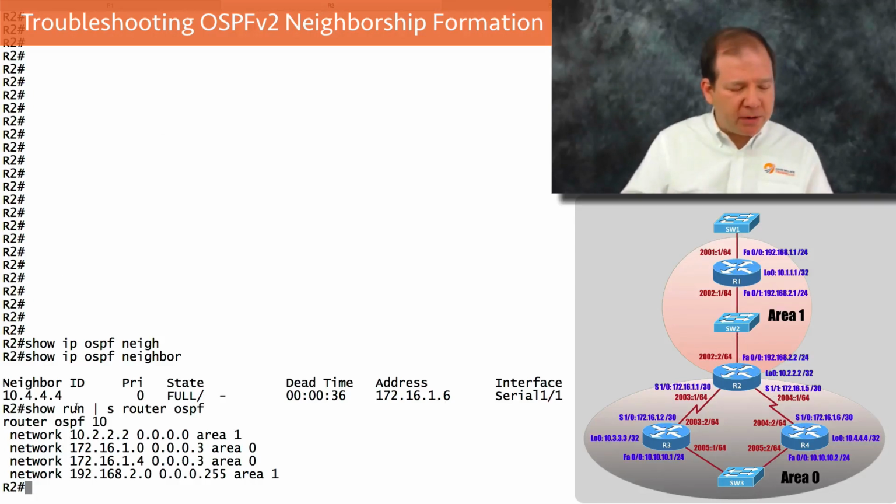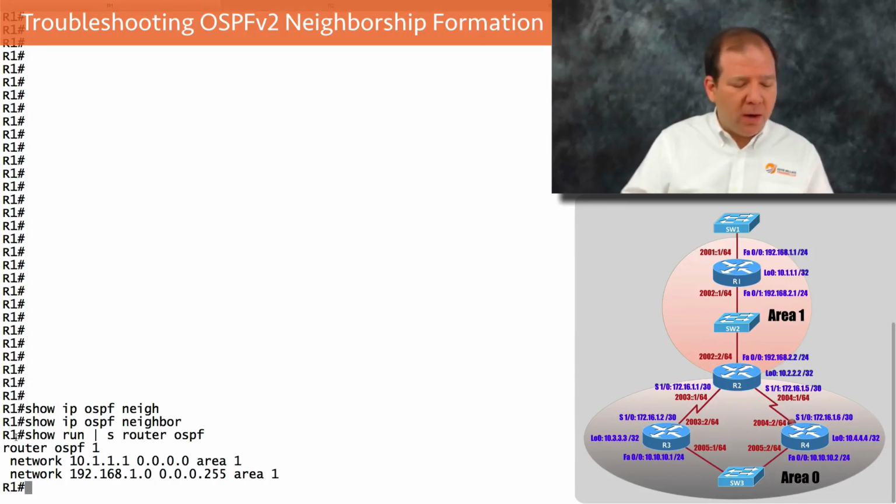For example, notice router OSPF 10. And on R1, I've got router OSPF 1. Is that a problem? No, that's not a problem. Those are locally significant process IDs. They don't have to match.